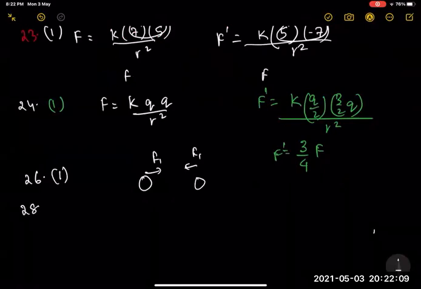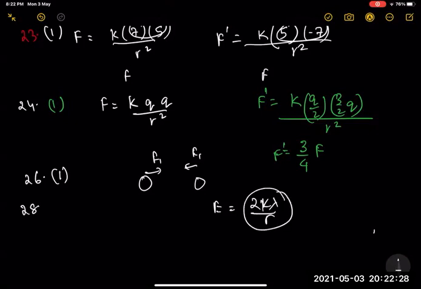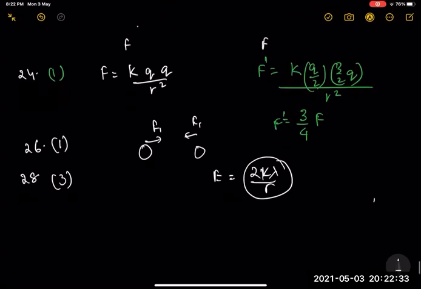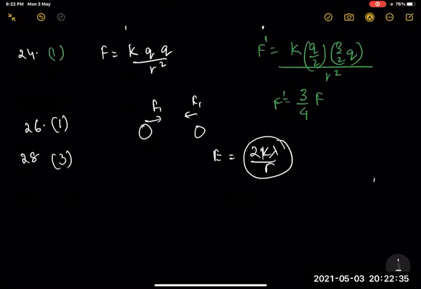28. Intensity of electric field at some point distance on axis of an infinite long pipe having charge per unit length. That is inversely proportional to R. We found that E is 2k lambda by R, right? For an infinitely long pipe, right? So the answer is 3. Inversely proportional to R. Okay, it is done. Next, 29, then 32.